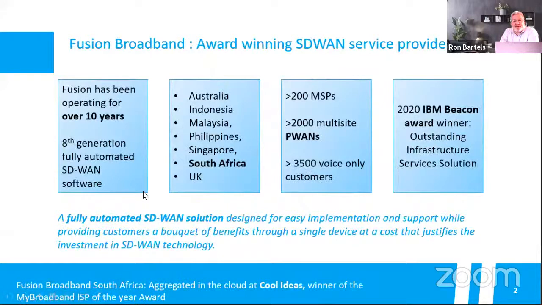Fusion Broadband South Africa is part of a greater company that originated in Australia and has gone into the greater Asian market, including Indonesia, Malaysia, Philippines, and Singapore. Fusion has been around for over 10 years, and it's currently in its 8th generation of software. The number of managed service providers includes at least 200, with at least 2,000 multi-site SD-WANs. There are also multiple voice customers, with a customer with over 3,500 sites. And the thing that we're extremely proud of is that in 2020, Fusion Broadband was the IBM Beacon Award winner for Outstanding Infrastructure Services Provider.